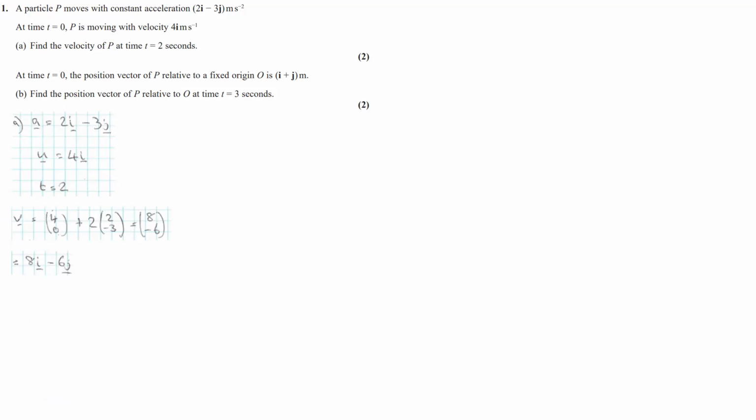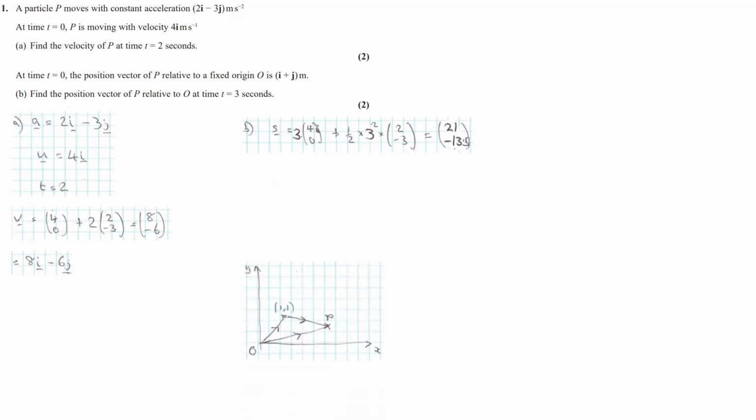And part B, at t equals 0, the position vector of P relative to the fixed origin is that. So that's our starting point. That's where it's going to start from. Find the position vector of P relative to O at time t seconds. So I needed something with a t, so I used s equals ut plus a half at squared, using t as 3, and I got 21 and minus 13.5, right?